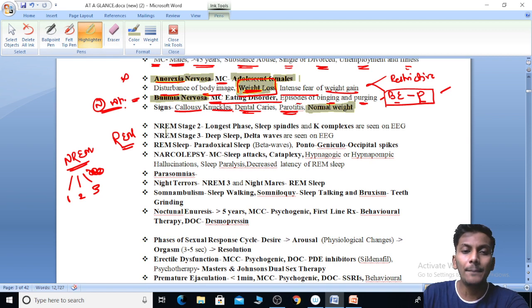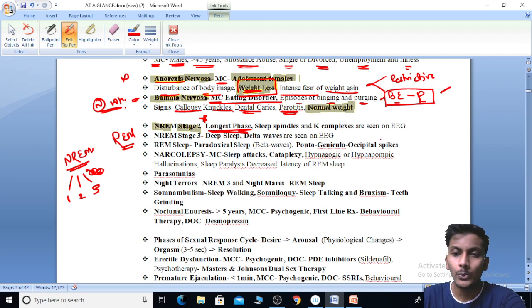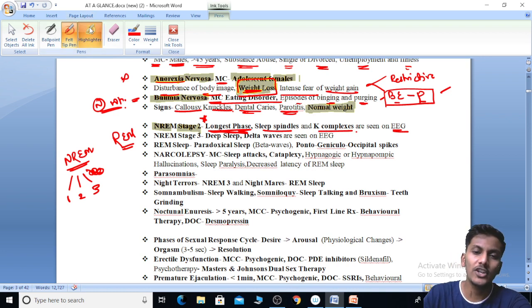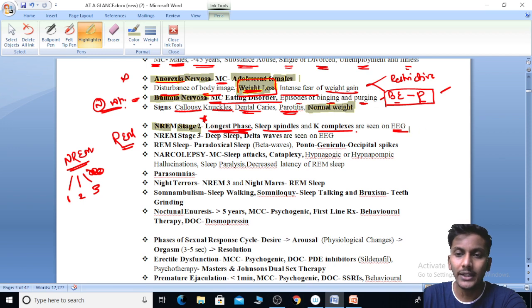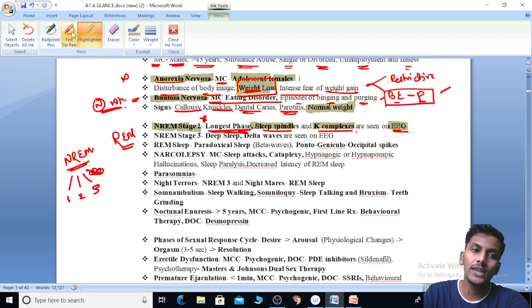Now in non-rapid eye movement sleep, what happens? Usually in NREM stage 2, there are some characteristic features which can be seen. First of all, NREM stage 2 is the longest phase of the sleep cycle. So the question can come, which is the longest phase of the sleep cycle? The answer is NREM stage 2. Along with that, we can see some EEG changes, that is electroencephalograph. EEG pe kya milega? We can see sleep spindles and K complexes. This was a question which has been asked previously. So please remember, on EEG, sleep spindles and K complexes are seen in NREM stage 2.